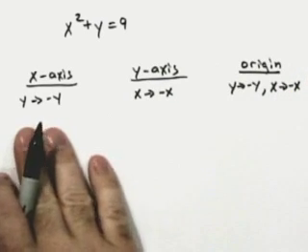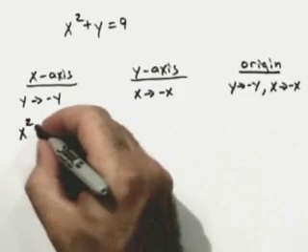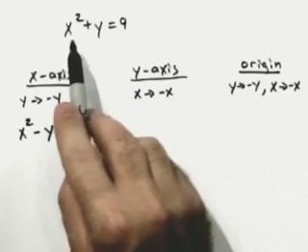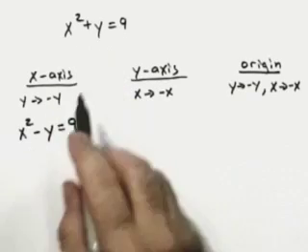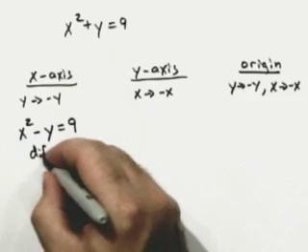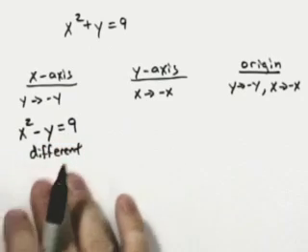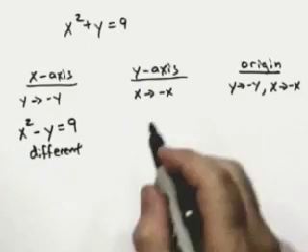So for x-axis symmetry, we'll have x squared minus y equals 9. If we compare this equation to our original equation, we can see that these are not the same equation. So we say that those are different, and so the graph of the equation does not have x-axis symmetry.